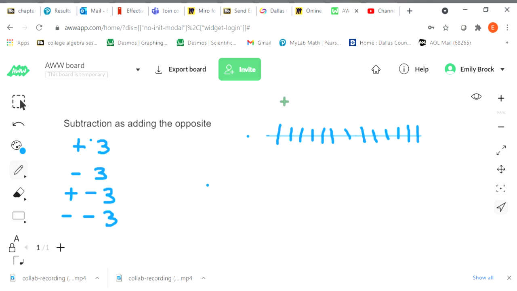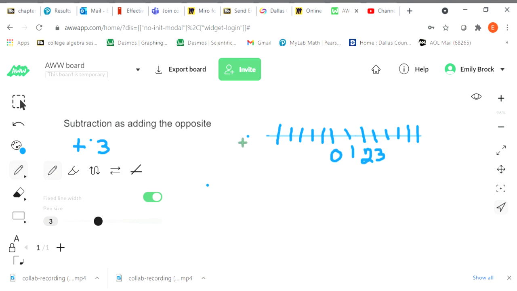Okay, now I'm going to talk about subtraction as adding the opposite. And I think we'll look at a number line and show you how that works. Let's say we start at any number. You could model this different ways, but we'll start with a number line model.